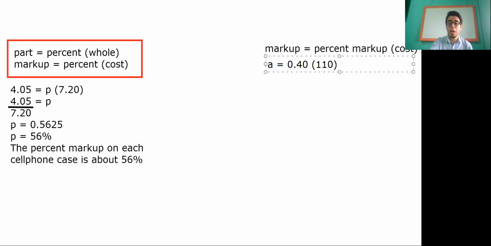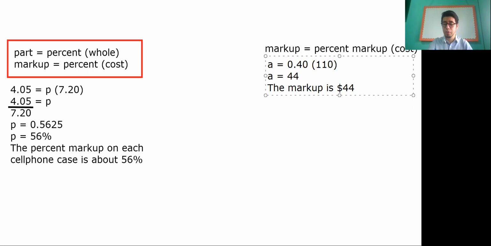So for the variable a, what do we have? The result of this multiplication is $44. So we have to write the answer in words. So the markup is $44. And what we need to do with the markup, we are going to add this to increase the price. We are going to add this to the original price we have.